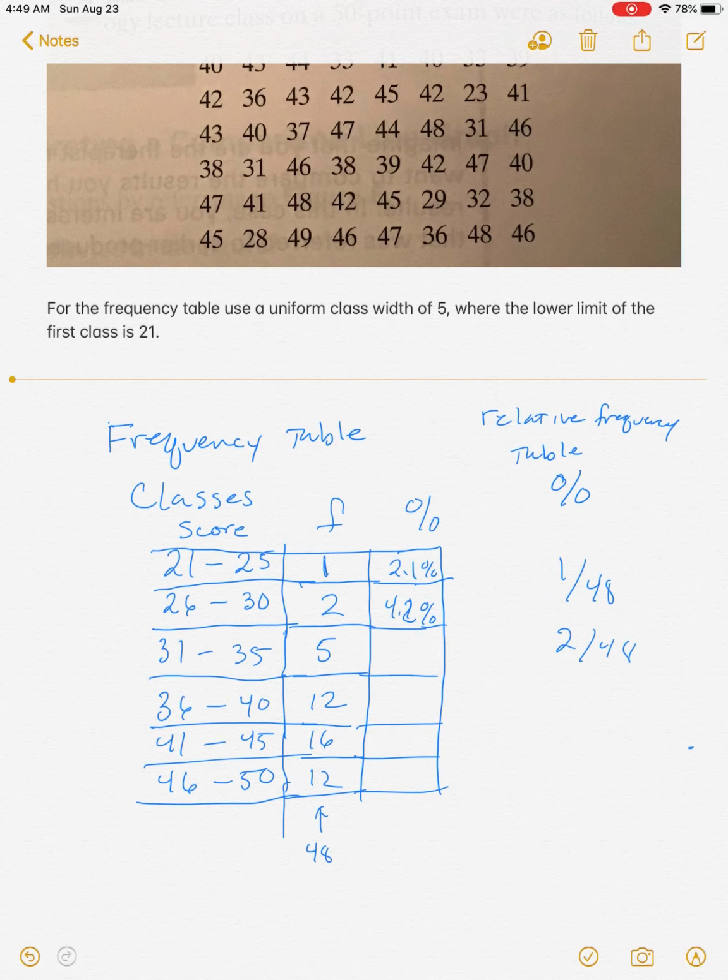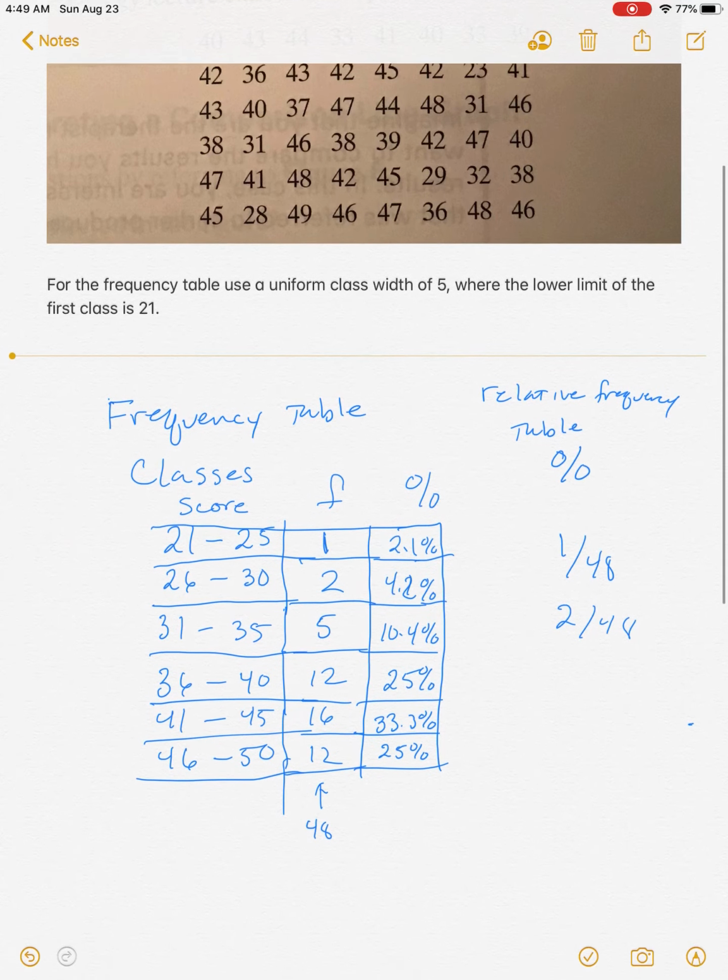5 divided by 48 is 10.4%. 12 divided by 48 is 25%. That makes sense, right? Because 12 is a quarter of 48. 16 divided by 48 is 33.3%. And 12 divided by 48, we know already, is 25%. So that's what they mean if they ever ask for a relative frequency table. They want you to find the percentage. And I believe it's in our book as we go through.